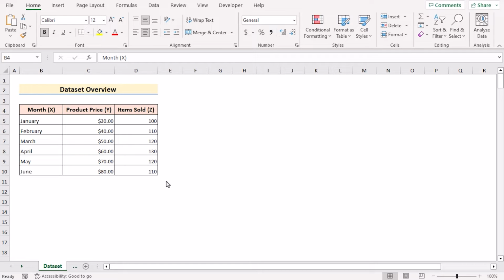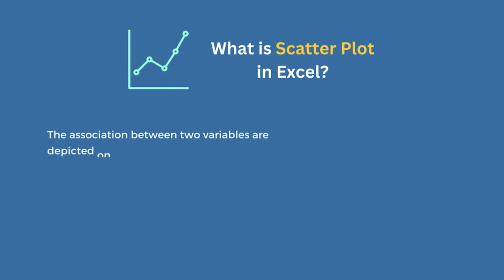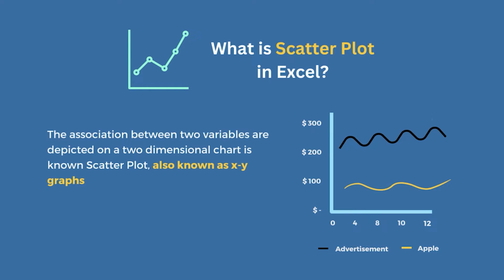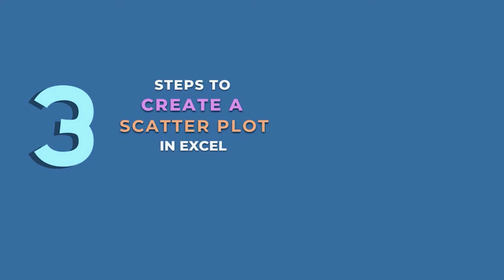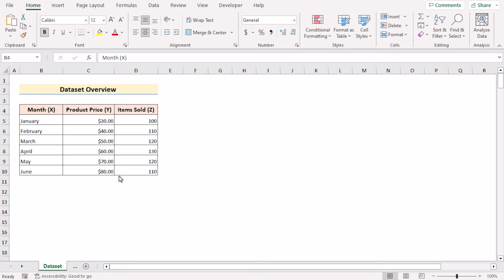So, the first question occurs, what is a scatter plot in Excel? The association between two variables is depicted on a two-dimensional chart known as a scatter plot, also known as an XY graph. In today's video, I'll be showing three steps to create a scatter plot with three variables. And to describe the whole tutorial, I'll be using Microsoft Excel 365. So without any further discussion, let's get started.